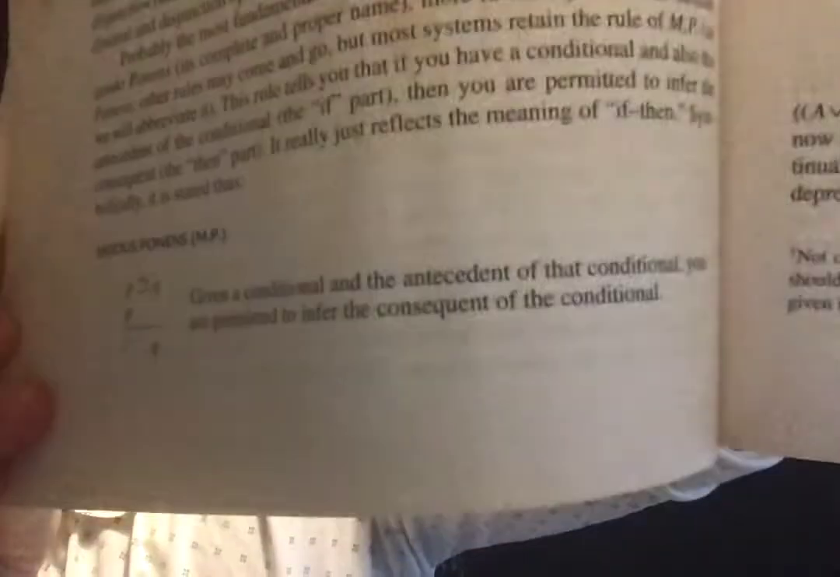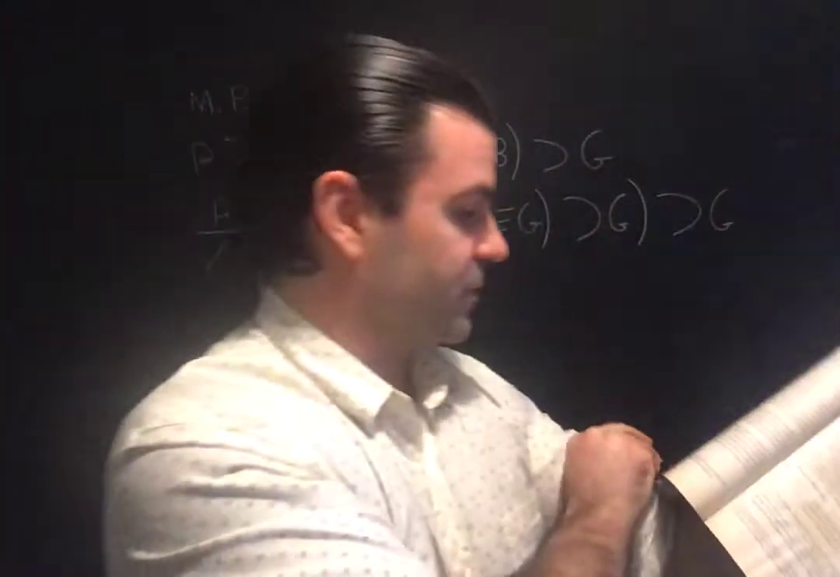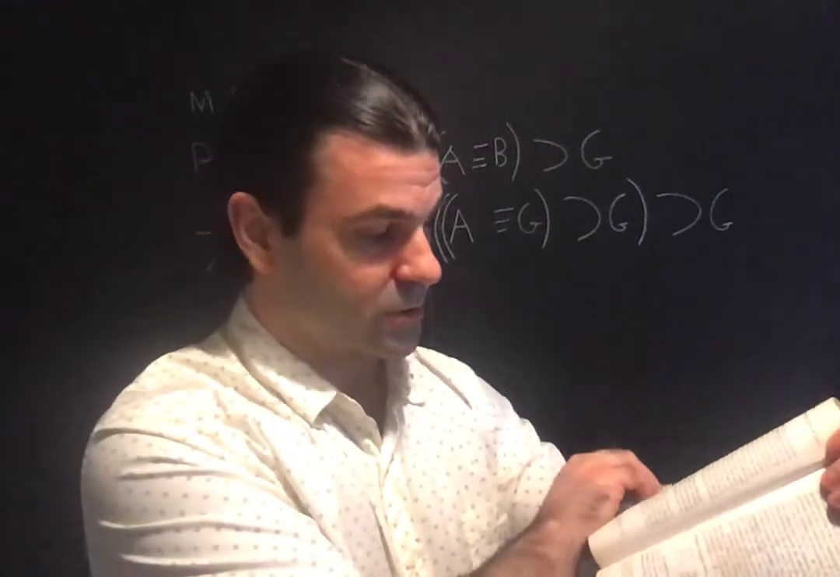So Modus Ponens is down the bottom here, and focus, right? So what does it say? Given a conditional and the antecedent of the conditional, you are permitted to infer the consequent of the conditional.